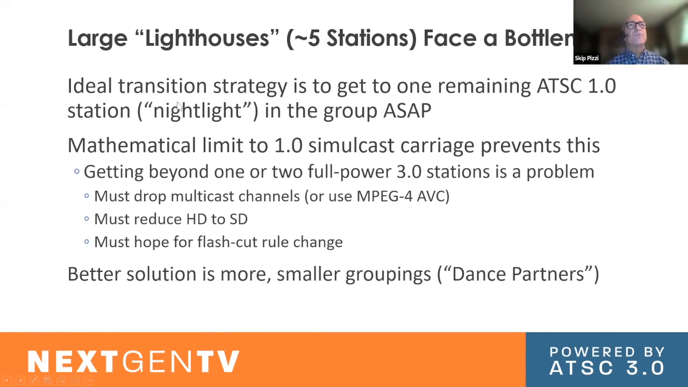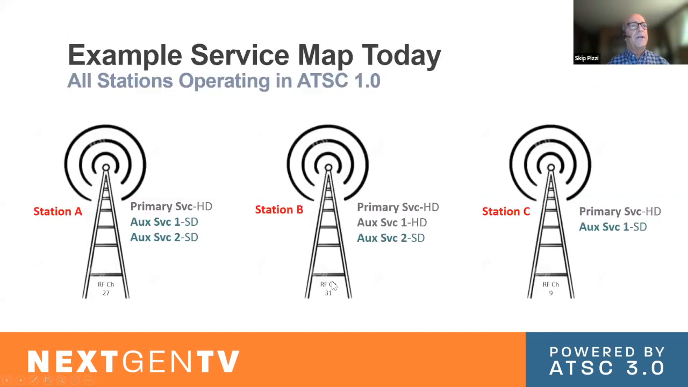But it's really tough to get there. If you start with 5, to get to that without having really constrained services left on your 1.0 station, the so-called nightlight station, is possible but really cumbersome. And so the alternate approach would be to stay with a smaller number, ideally 2 stations doing this pairing together. And you need a lot more of those groupings, obviously, in a given market.